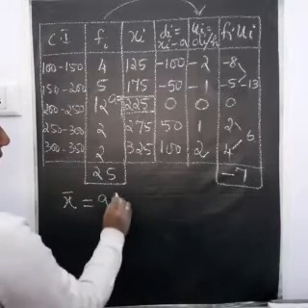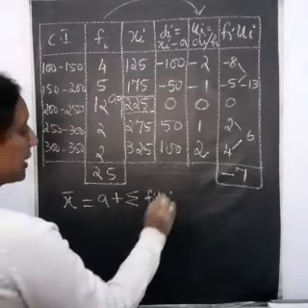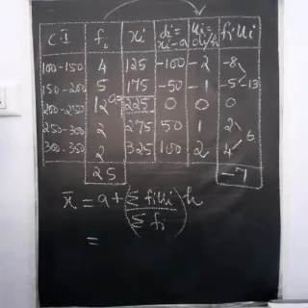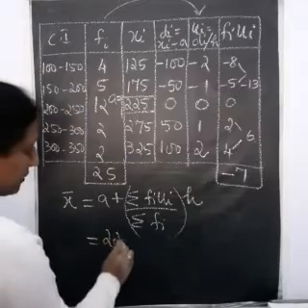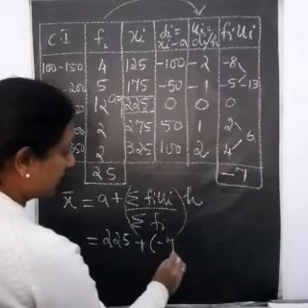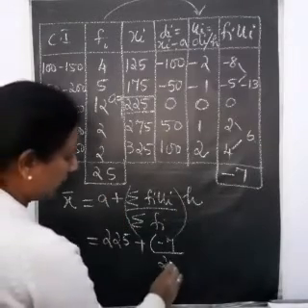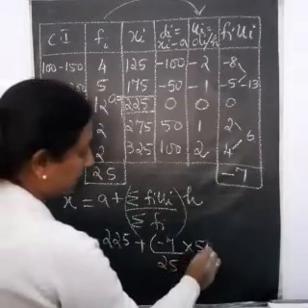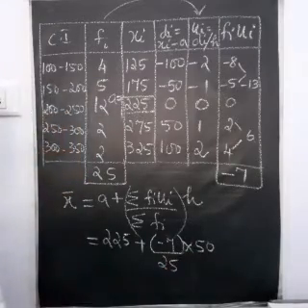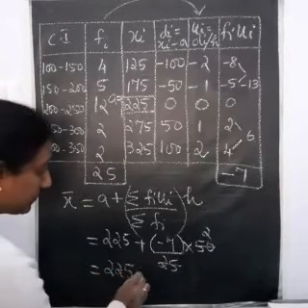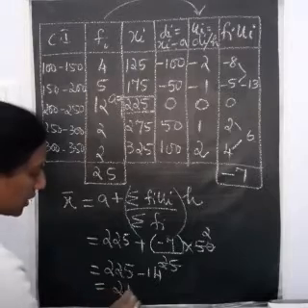Okay, now let us apply the formula. Mean is equal to A plus sigma fi ui by sigma fi, into h, where h is the class size or the common factor that we had divided. So A is 225, plus sigma fi ui is minus 7 divided by 25, into h, the class size, which is 50. Correct? So now if I cancel, I'll get 25 ones, 25 twos. So what will I get? 225 minus 14, which is equal to 211.